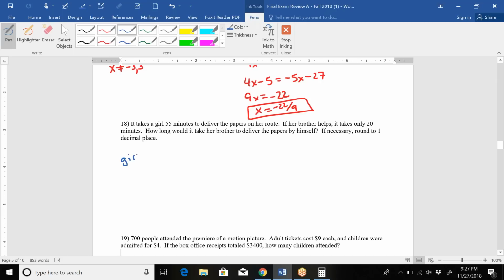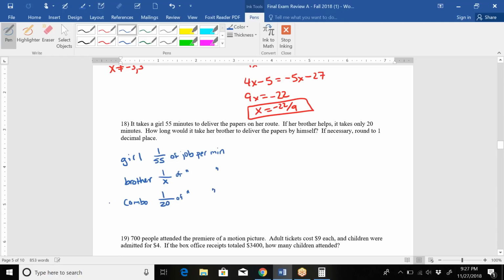So the girl is going to take, if it's 55 minutes, she does 1/55th of the job per minute. So 1 over 55 of the job per minute. Her brother, we don't know what he's doing, so we're going to say that he's 1 over x. So however long it takes him, he does 1 over that of the job per minute. Together, because it says if he helps, that's like I call that the combo, it takes them 1 out of 20 of the job per minute.